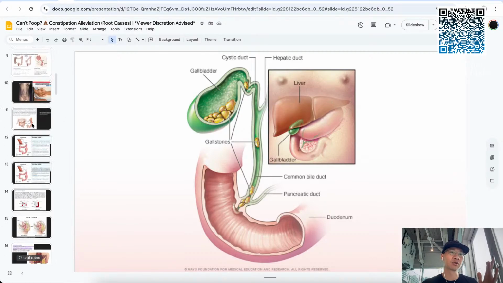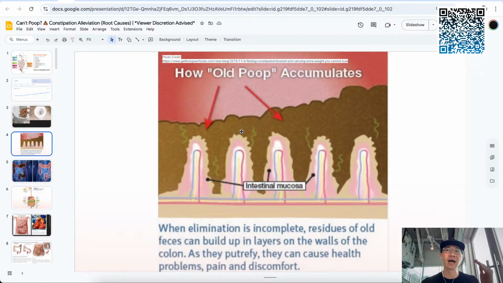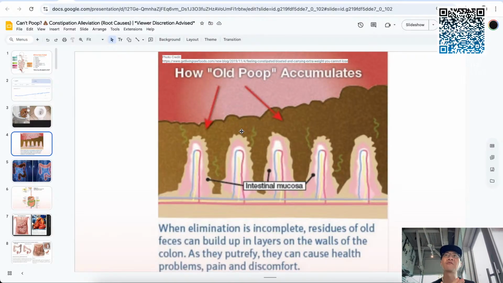Because a lot of you are chronically constipated. You've got all this waste material sitting inside your colon. It's not getting out. It's putrefying inside your body right now, when your elimination isn't complete because you're not going to the bathroom every single day. How do you know if you're chronically constipated? It's very simple. If you're eating 2 to 3 meals per day but not going to the bathroom every single day consistently, you're chronically constipated. You have residues of old feces building up in layers on the walls of the colon as they putrefy. Putrefy means decay and rot. They're going to cause you health problems, pain and discomfort.